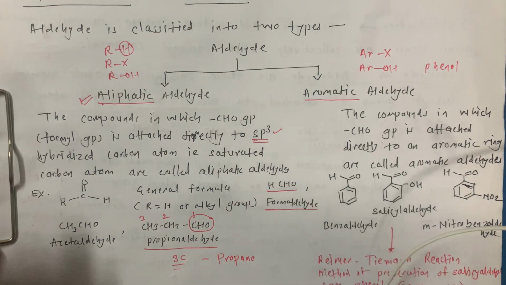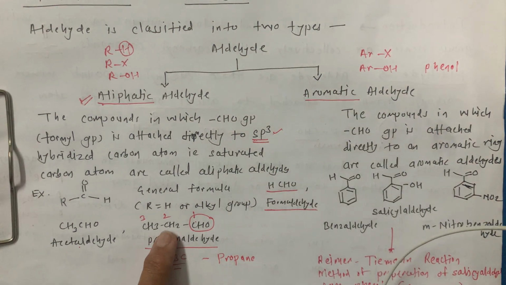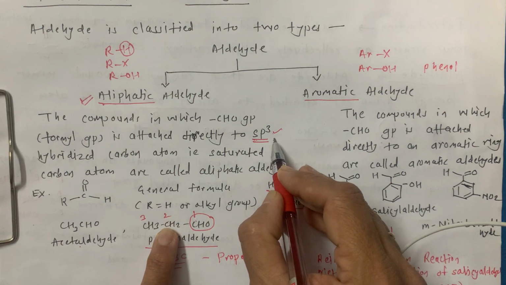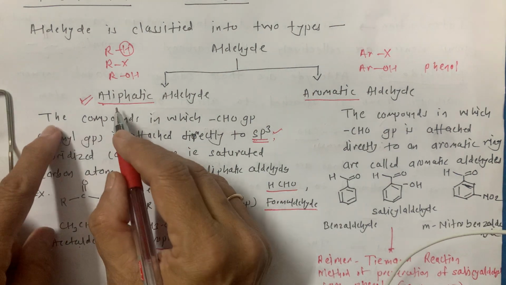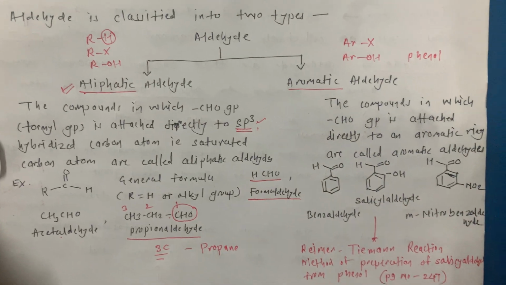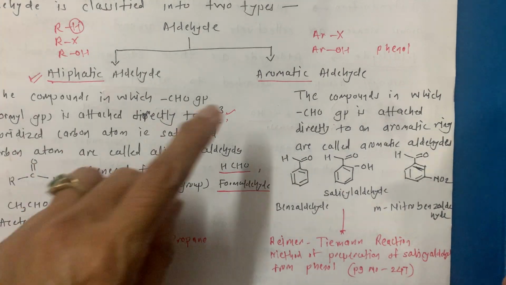Important here is that this must be a saturated one and this carbon is sp3 hybridized. There is a single bond, and then this is known as aliphatic aldehyde. Now we will see aromatic aldehyde.